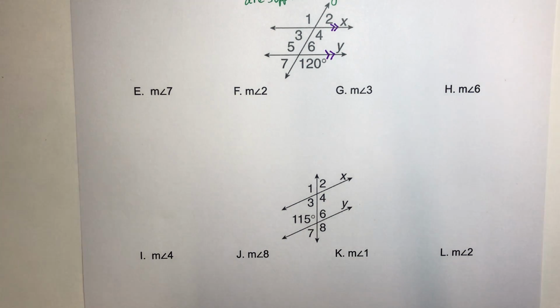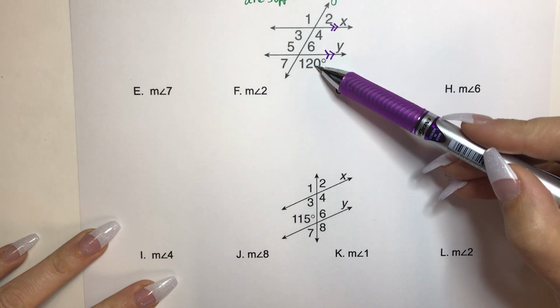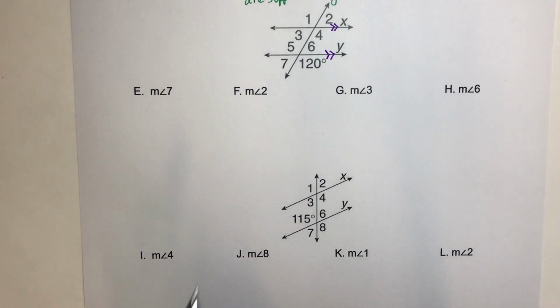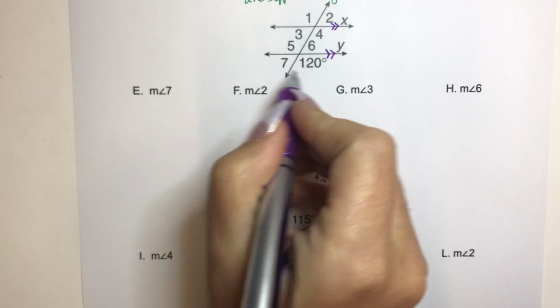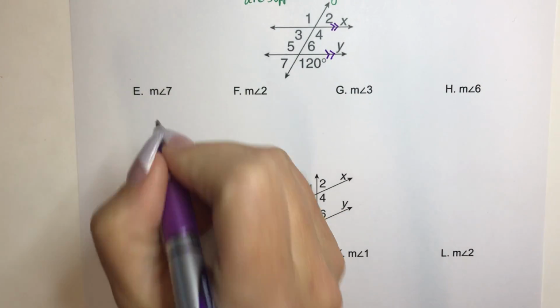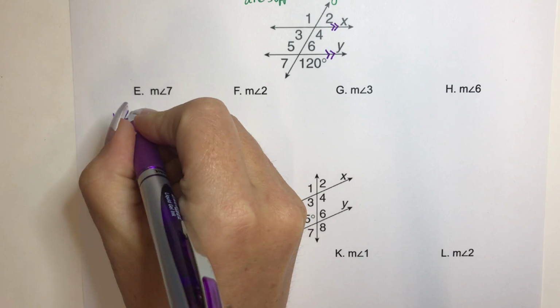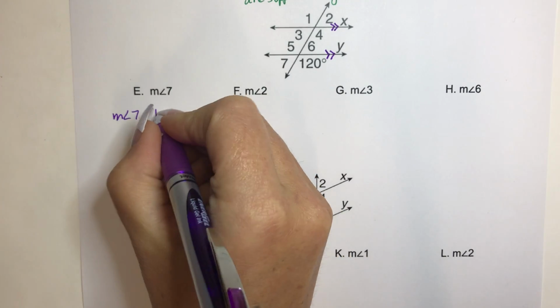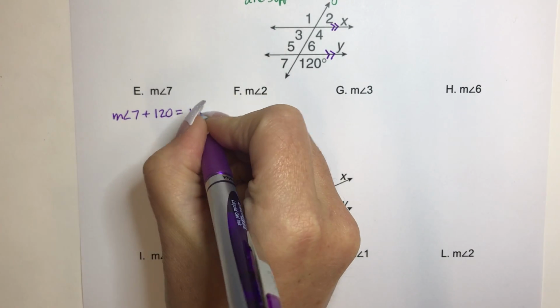Okay, let's see how you did. So what I notice is that 120 and 7 are adjacent angles, which means they are supplementary. So I know that if they're supplementary, they add up to 180. So the measure of angle 7 plus 120 equals 180.